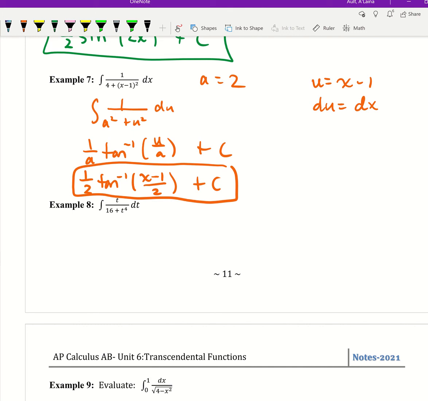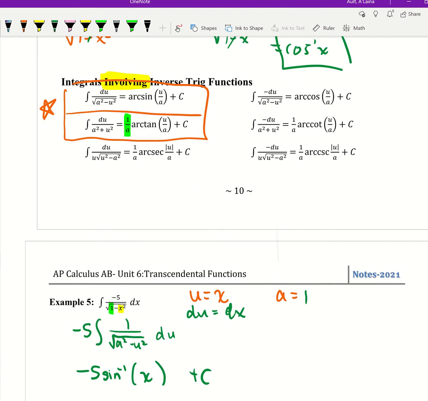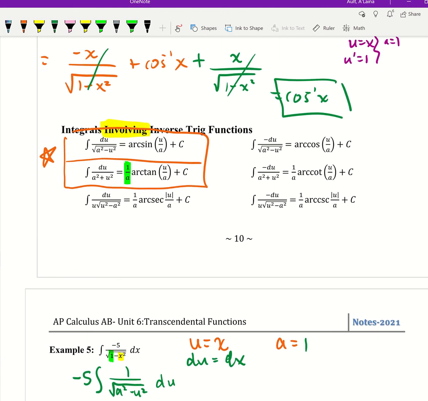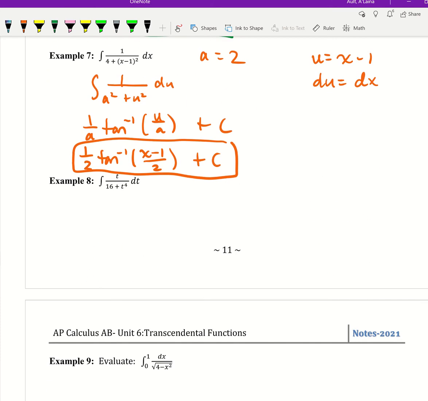I'm a little curious about that t on the numerator because all of my formulas don't have that on the numerator. They just have du, which would kind of be like a 1 or a constant. But let me just start the process and see what happens. So a would be the square root of the constant, which is 4. U would be the square root of the function that's being added on, which would be 2t squared.